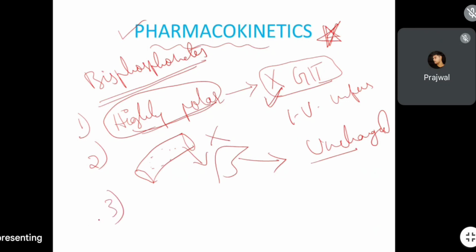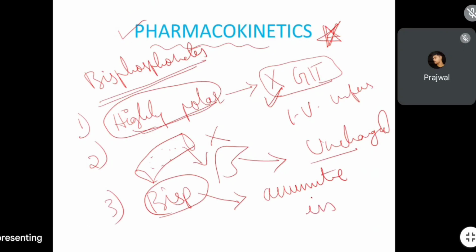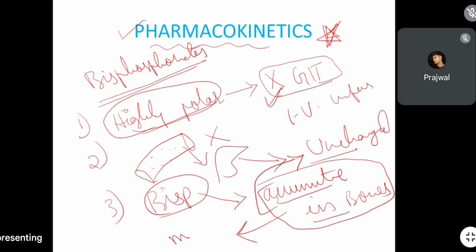And another third very important point, yaad rakh lo, the bisphosphonates have high affinity to accumulate in bones. The non-accumulated bisphosphonates are excreted unchanged from urine quickly, whereas the accumulated bisphosphonates will stay in the bones from months to years. सालों तक bone के अंदर ही accumulate होके रहता है. Bisphosphonates are accumulated in bones for years.